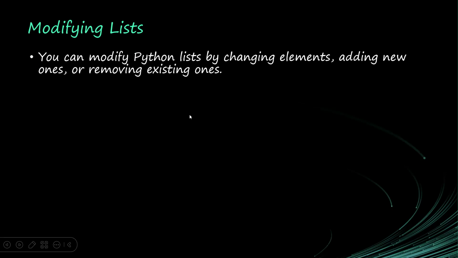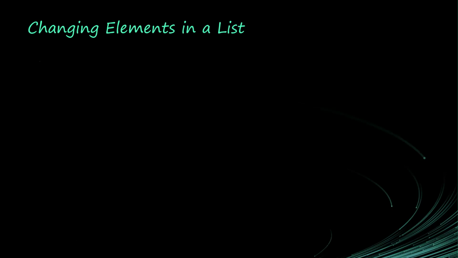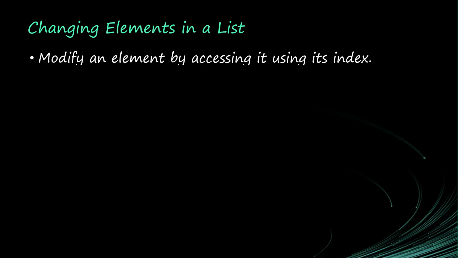Now let's change elements in a list. So how do you modify elements in the list? How do you change them? If you want to modify them, first of all, you can use the index.